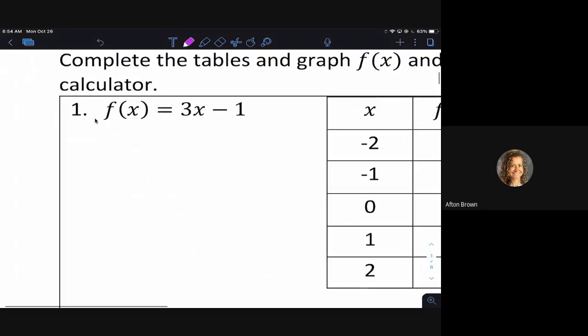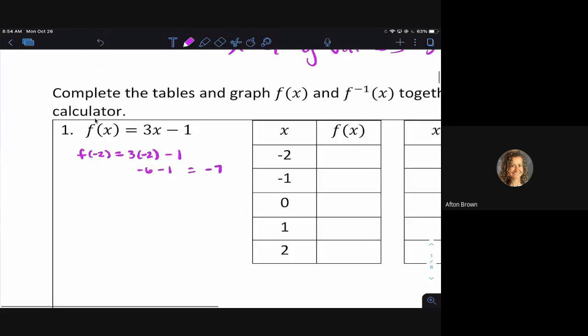Perfect. That's why I've given you a little bit of space here, so you have some work to show. So you're going to do f at -2, which means we're replacing x with a -2. We're going to see what we get. 3 times -2, that's -6, minus 1. And what do we get? -7.